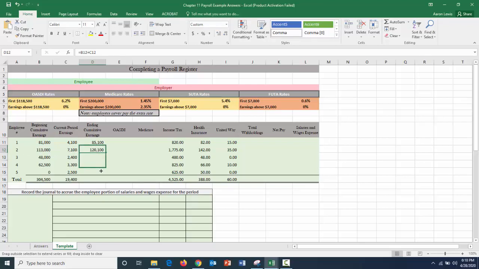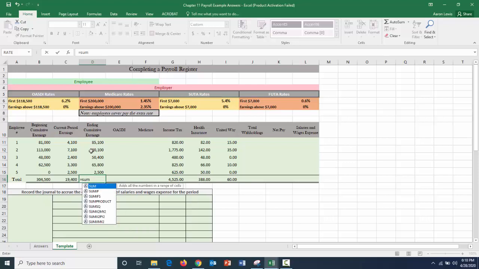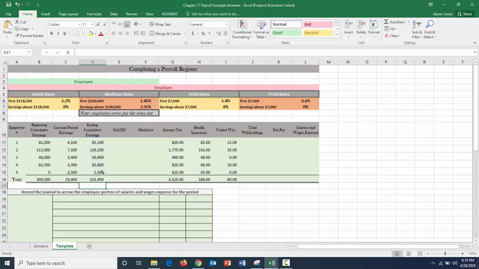And we could just follow that formula on down through and see that employee 3 is up to an ending cumulative earning of $50,400. Employee 4 is up to $65,800. Employee 5, who is our new hire, has $2,500 in ending cumulative earnings. And for the entirety of the year, ending cumulative earnings are equal to the sum of what our 5 employees have at this point, $323,900.